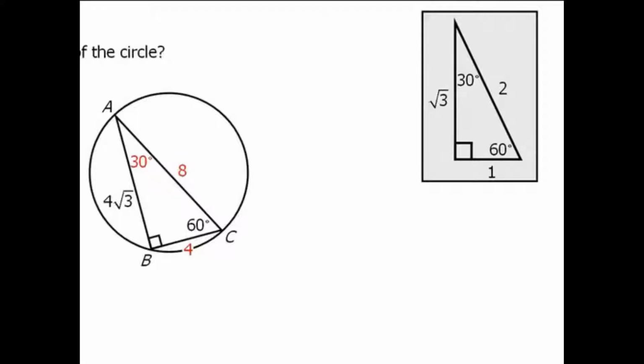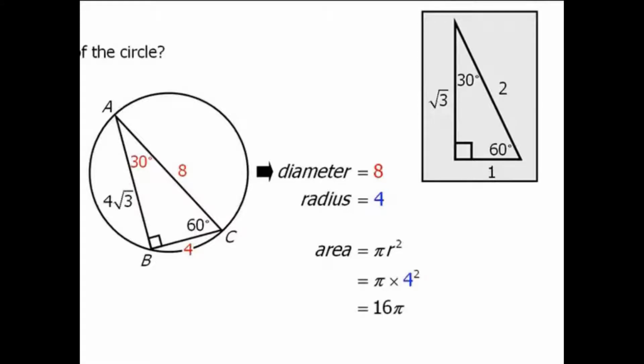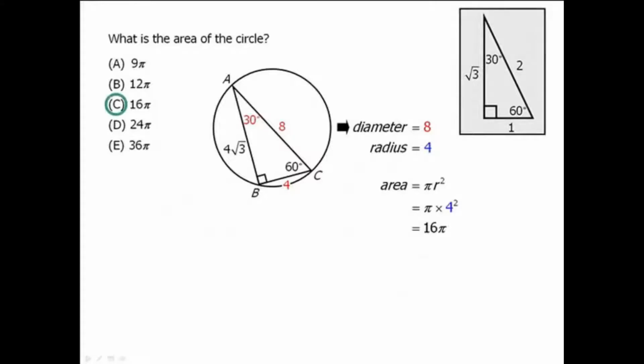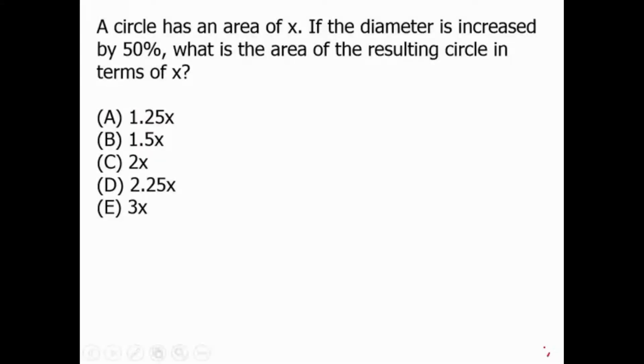4 times 2. Now notice that the angle at point B is 90 degrees. This means that our side AC must be the diameter of our circle. So we know that the diameter of our circle is 8. From this we know that our radius then will be 4, and now we can calculate the area of our circle. Using our formula, we'll replace r with 4 to find that we have an area of 16 pi, so our answer is C.